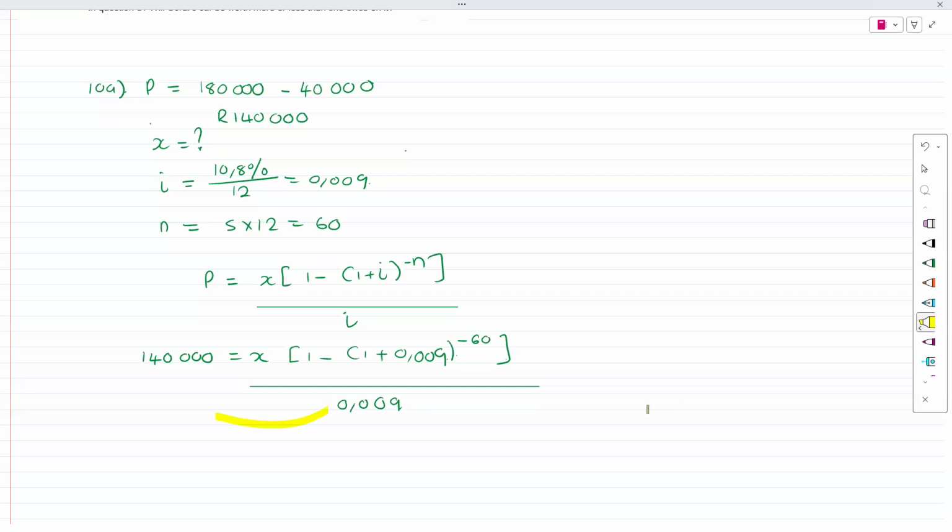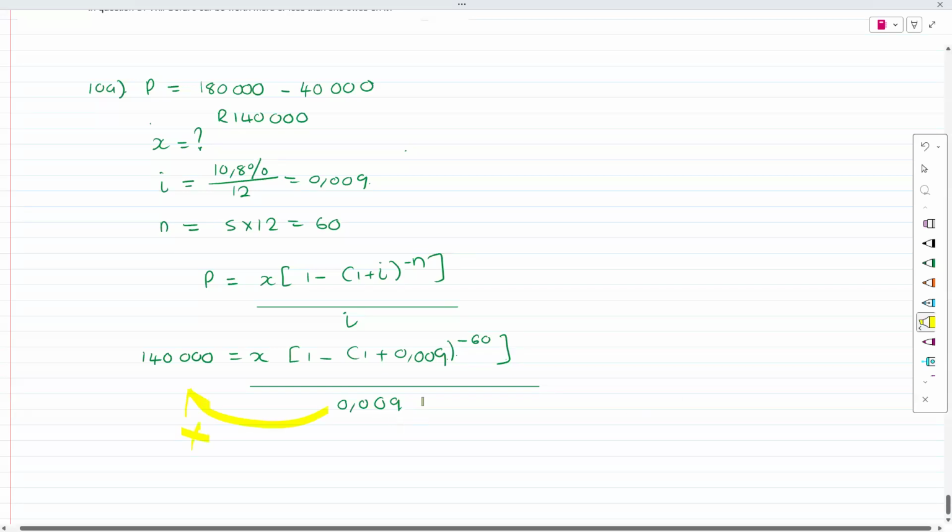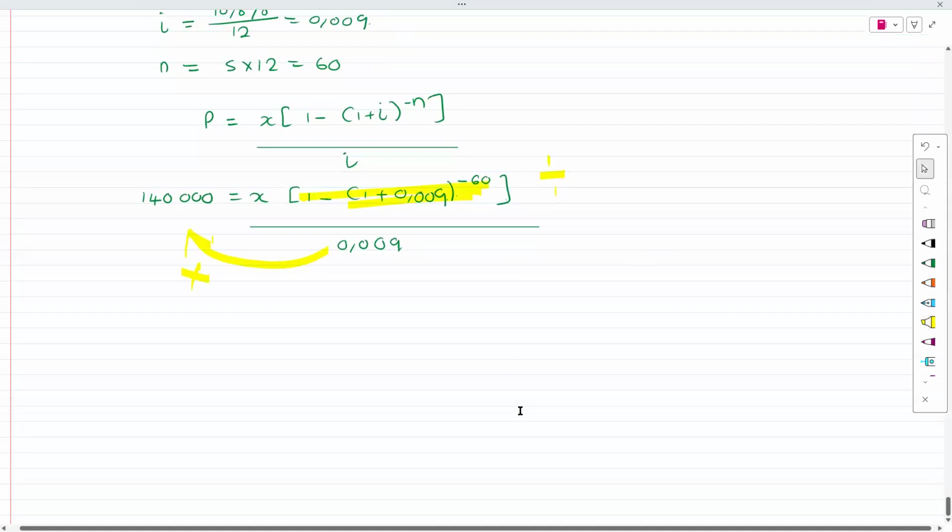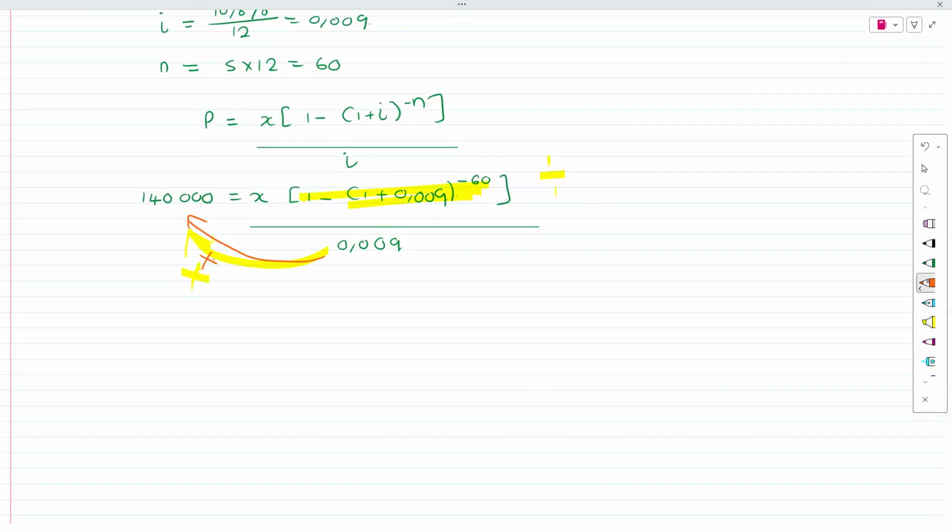I would take this over as multiplication first, and then I would simplify this and take it over as division. It's up to you guys. You all can simplify actually in one step. That's fine as well. Let's take it over as multiplication. And 140,000 times 0.009, and that's 1,260 Rand.